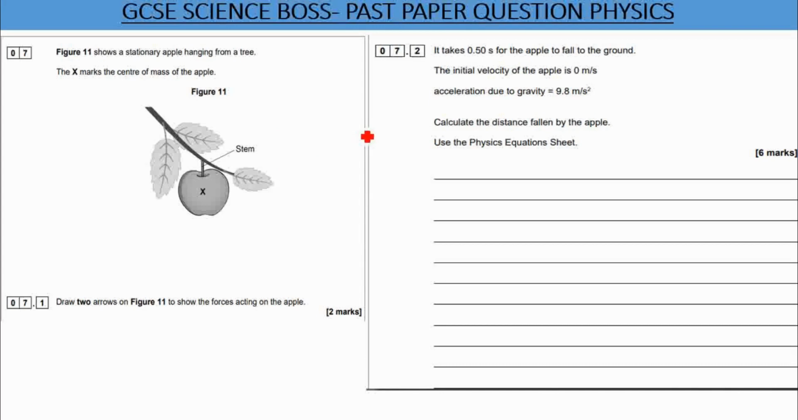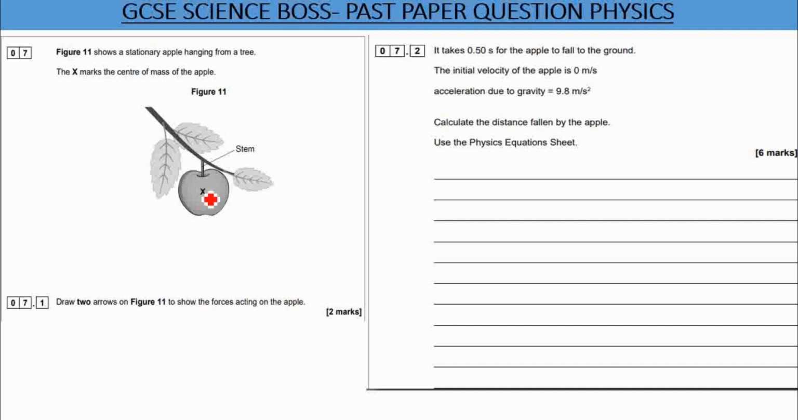In today's video, we're going to be looking at some past paper questions based on physics. Okay, so we have a 6 marker here, we have a 2 marker here. Alright, so in this question it says that figure 11 shows a stationary apple hanging from a tree. The X marks the center of the mass of the apple. Okay, draw 2 arrows on figure 11 to show the forces acting on the apple.